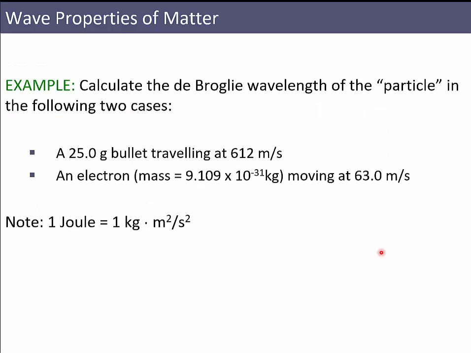So let's look at an example. Calculate the de Broglie wavelength of the particle in the following two cases. You've got a 25 gram bullet traveling at 612 meters per second, or an electron moving at 63 meters per second, where 1 joule is equal to 1 kilogram times meter squared per second squared.